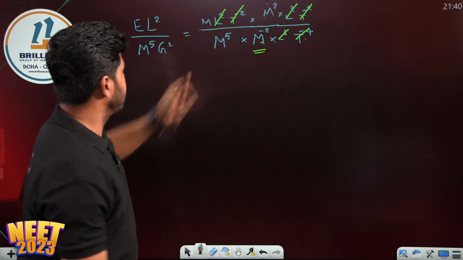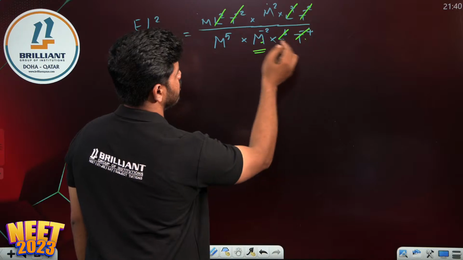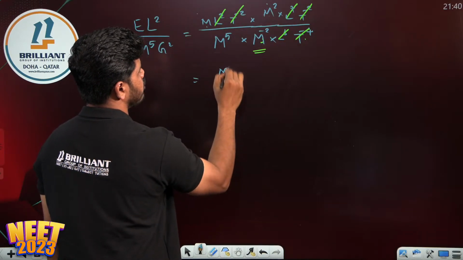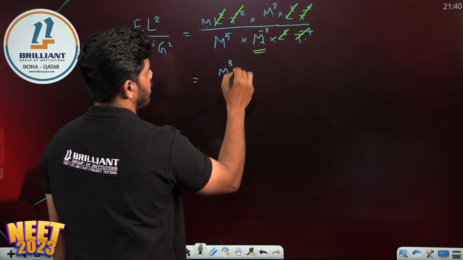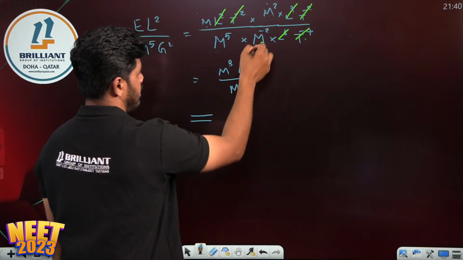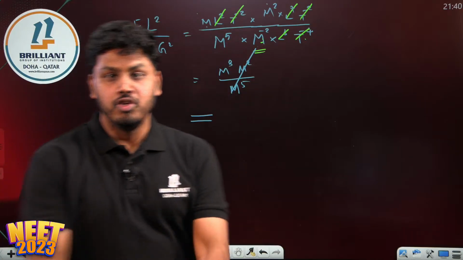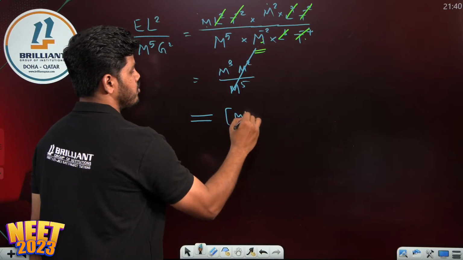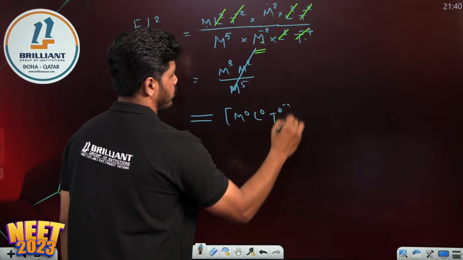Yes, m raised to 5 and m raised to 5 completely cancel. Only remaining terms are now m's. See, look at this. M into m raised to 2 is going to be m raised to 3. This will come up, m raised to 2 divided by m raised to 5. So what happens? Completely cancelled. No dimensions remaining, right? So the quantity is dimensionless. M0, L0, T0, right?